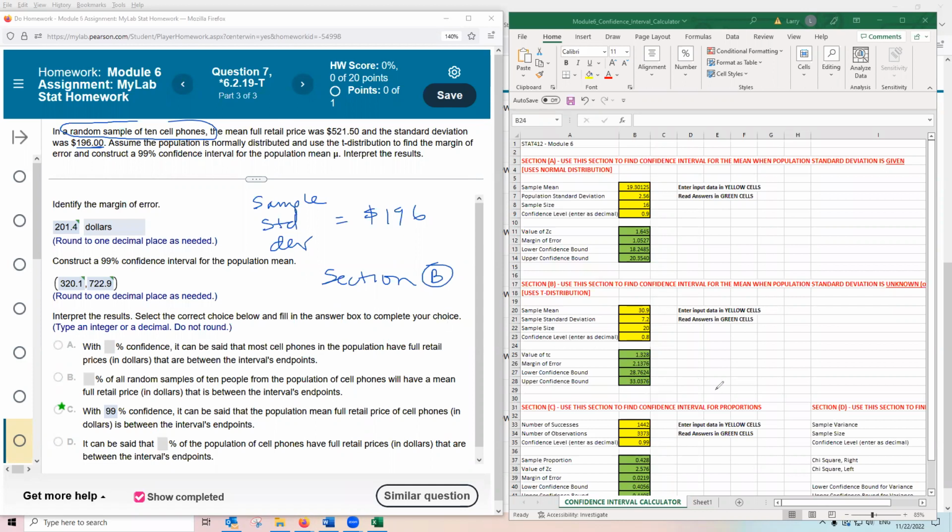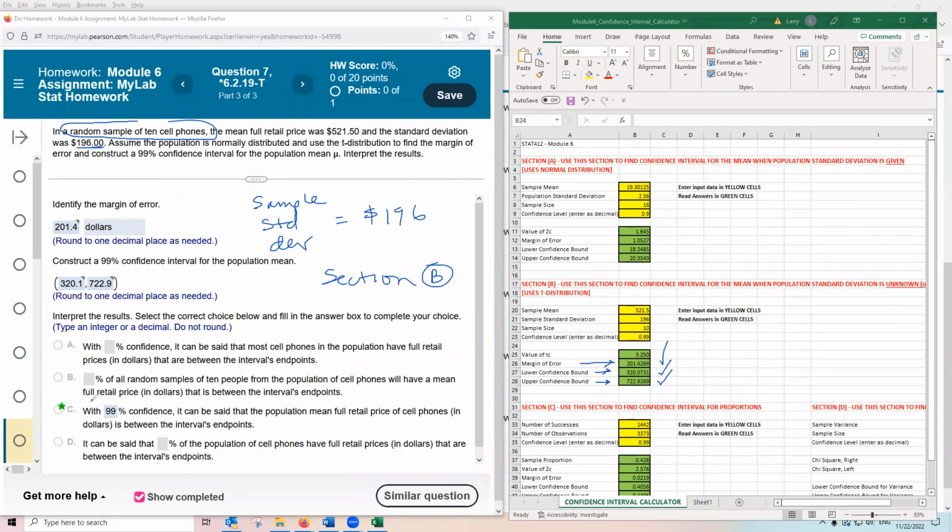All right, so I'm going to just go ahead and enter the sample mean here was $521.50. The standard deviation is 196. The sample size is 10 cell phones, and they want a 99% confidence interval here. So I'm going to enter this as 0.99. Here is the margin of error, 201.4. Here's the lower bound, 320.1. Here's the upper bound, 722.9.